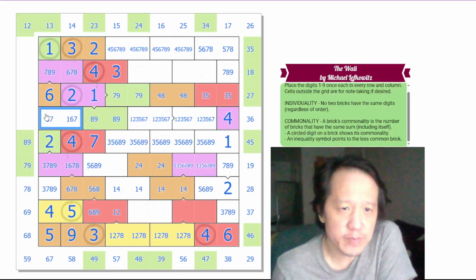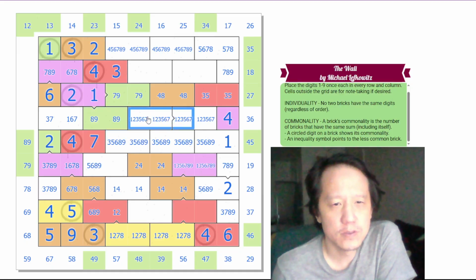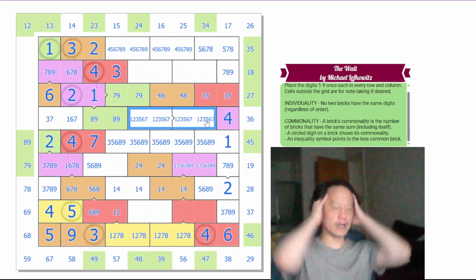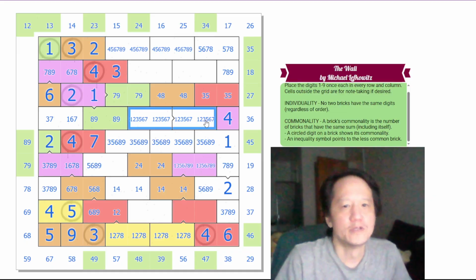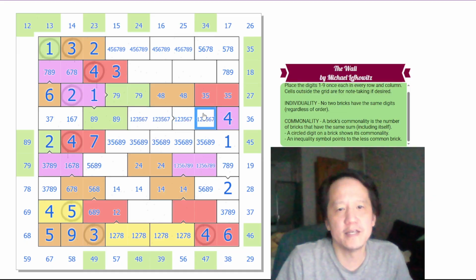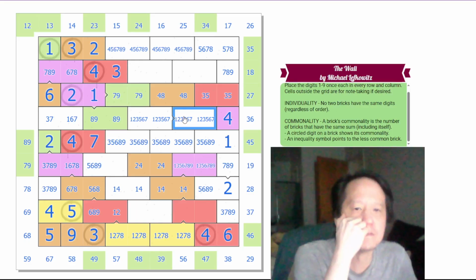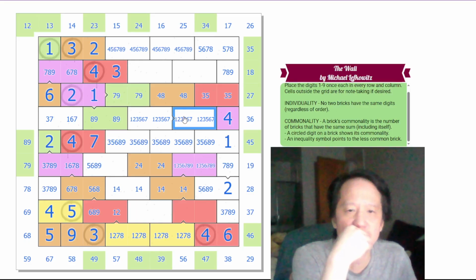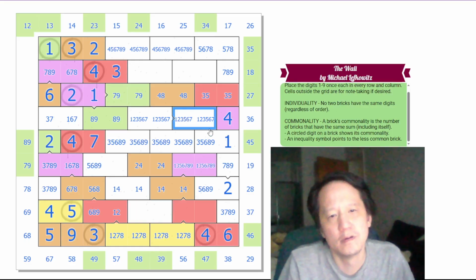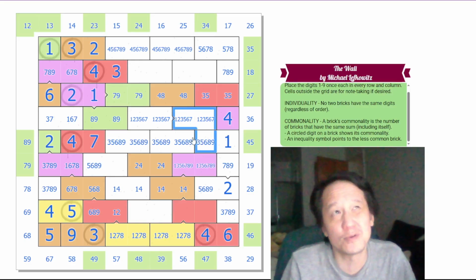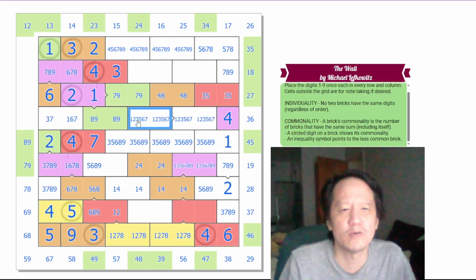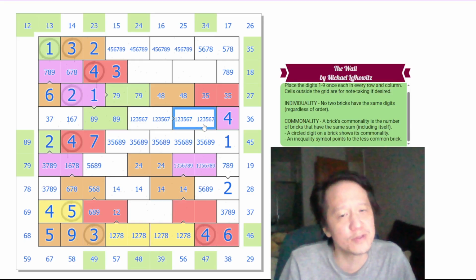One and 7 is possible here. Okay, so all of these cannot just add up to 8 because then they would be the same commonality. So this can never be 8. And it can't be 9, can't be 10. I guess it could be 13? Is that possible? So 6 and 7, that would require this to be 3 and 5. Yeah, it could be 13.